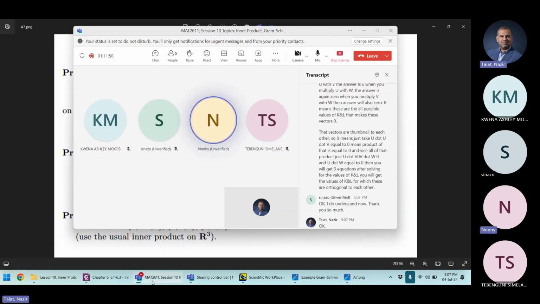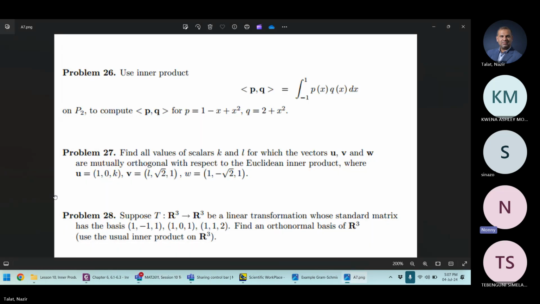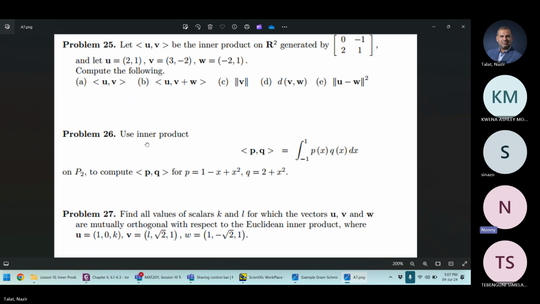Can I ask, on problem 25B or C or D, when answering those, do we turn a blind eye to the matrix that we are given there, the 0, -1, 2, 1, or do we use it to solve? Sorry, which question were you asking? 25B or 25C. Do we use that matrix that we are given there, or do we turn a blind eye on it and focus on U, V, W? Yes.